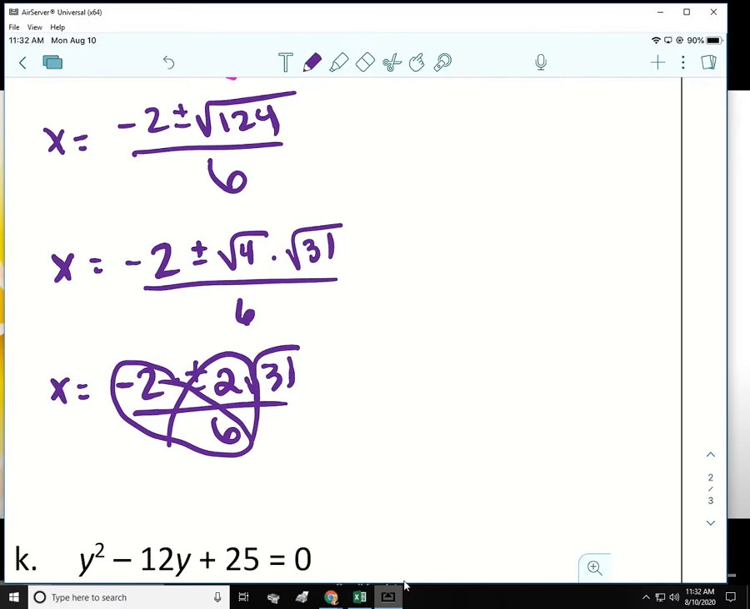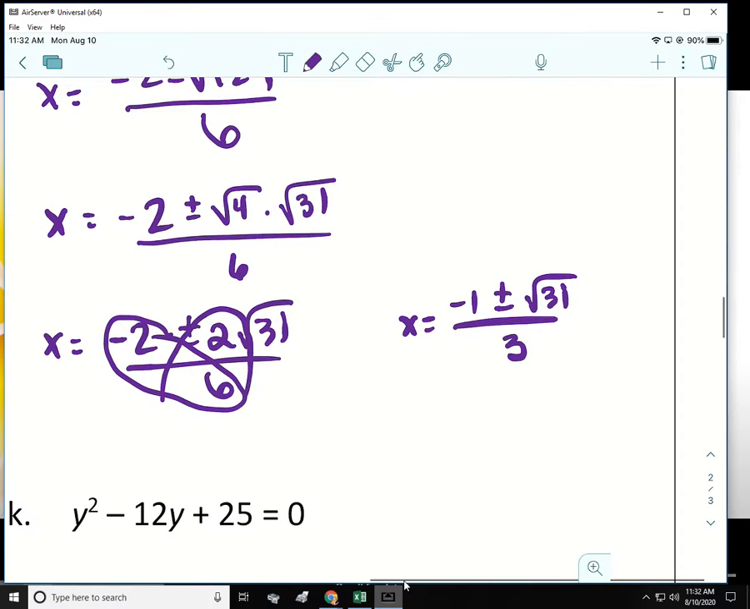So every number that's not underneath the square root, we're going to look at those. Can they all be reduced by the same thing? Yes, and then we can reduce them. So we'll reduce them all by 2, and that would be your answer.